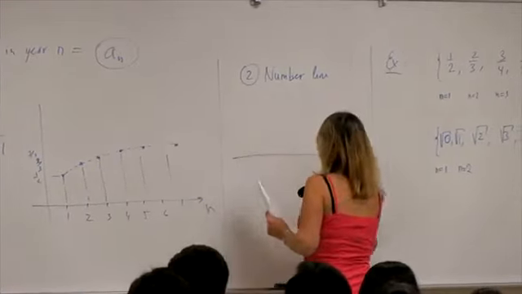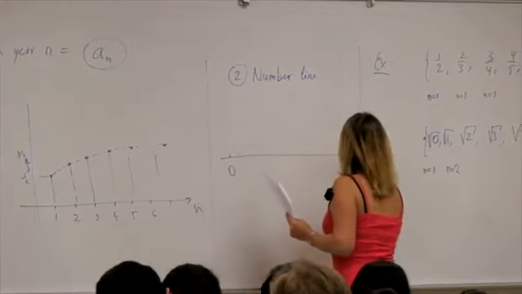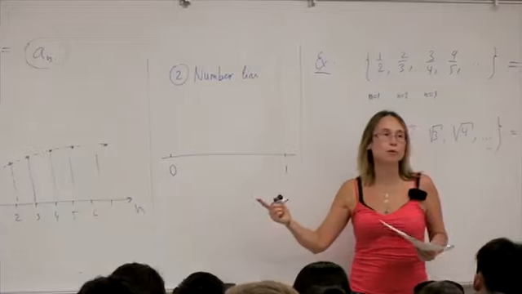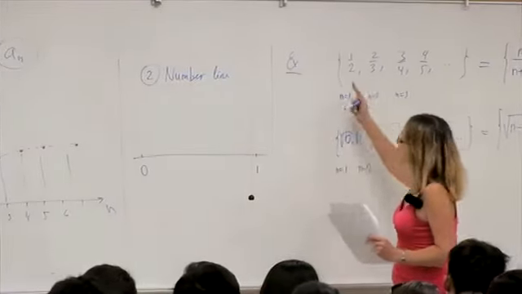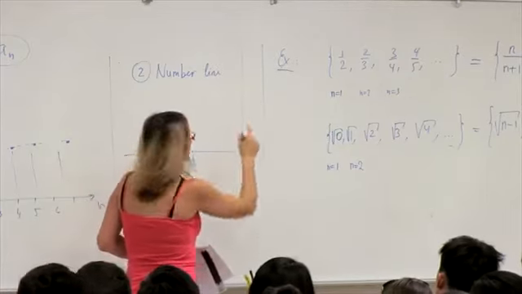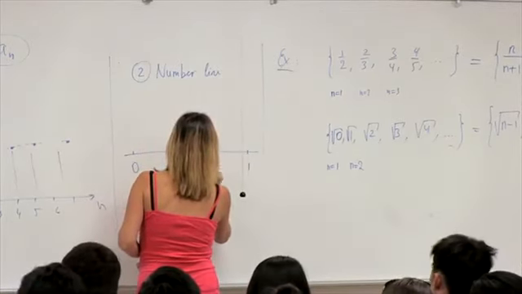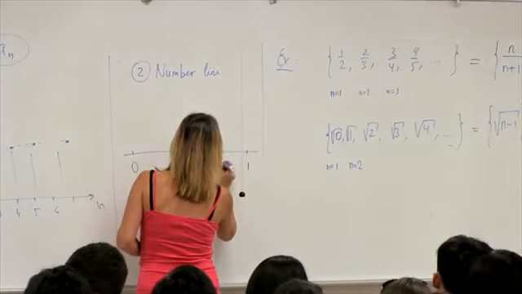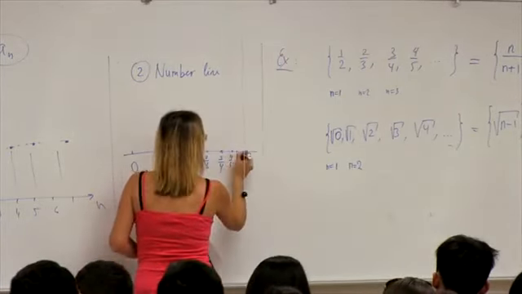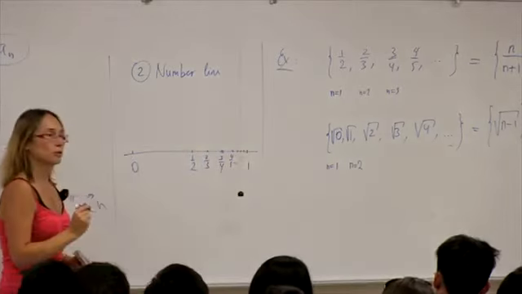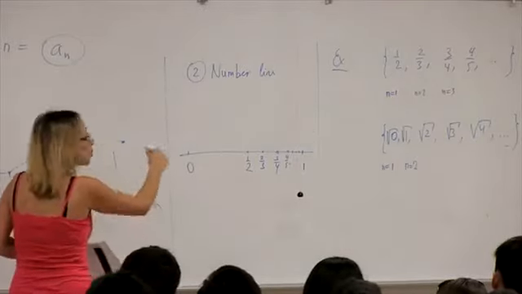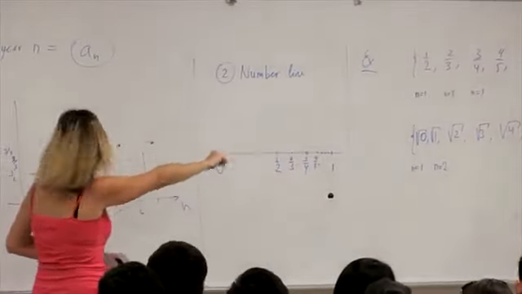Let's suppose that this is 0 and this is 1. I'm going to put a point on this line that corresponds to each consecutive term. The first term is 1/2. The next term is 2/3. The next one is 3/4. Then I have 4/5. And I continue to put these points. And I can see that they become denser and denser, closer and closer together, for this particular example.